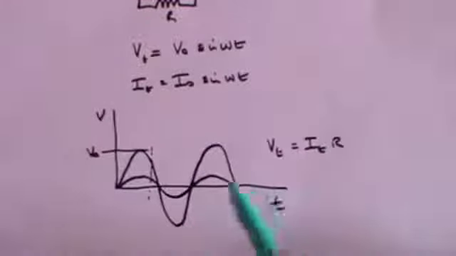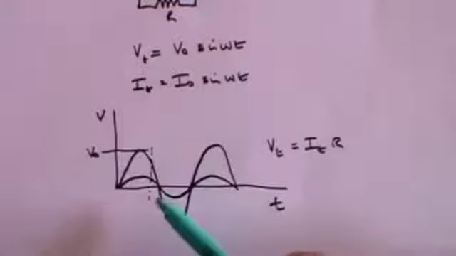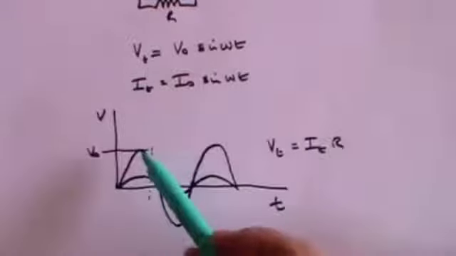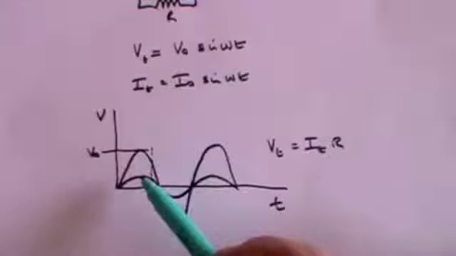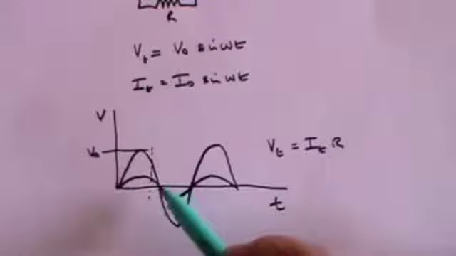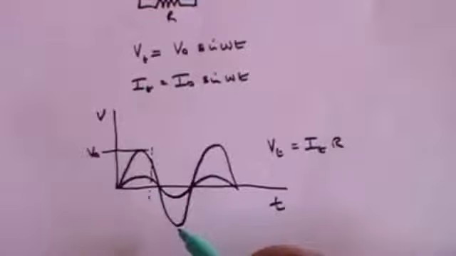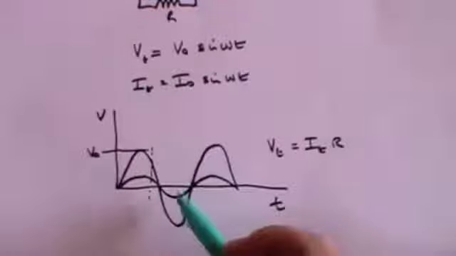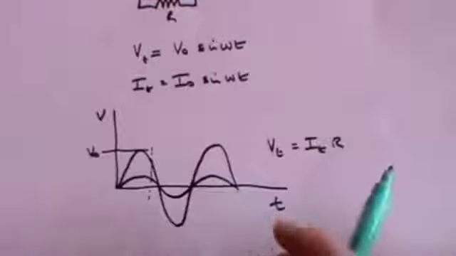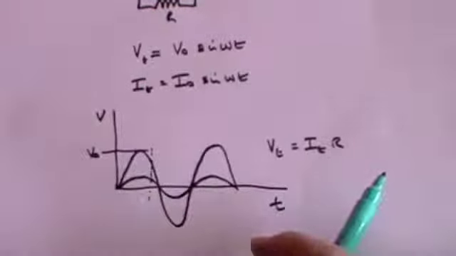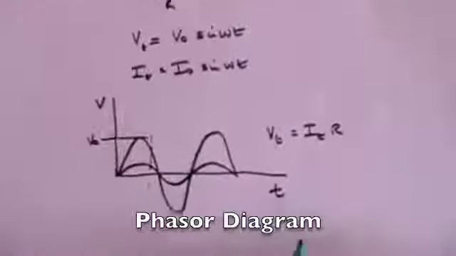And you'll notice that the voltage and the current are what is called in phase. That is to say, when the voltage is at its maximum, the current is at its maximum. When the voltage is 0, the current is 0. When the voltage is at its negative maximum, the current is at its negative maximum. It's in phase. And I want to introduce you to a concept called a phasor diagram.